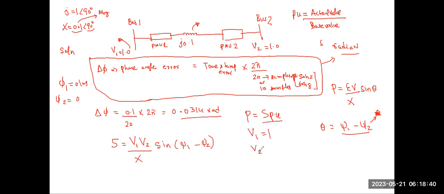You have the value of V1 and V2 is 1. You have the value of x. X is equal to 0.1. So what would be the value of 1 by x? 1 by x is equal to 10. So here you can write 5, and here you can write 1 into 1. 1 by x is equal to 10 into 10, and you have sine sigma 1 minus sigma 2. So this becomes 5 ones are 5, twos are.